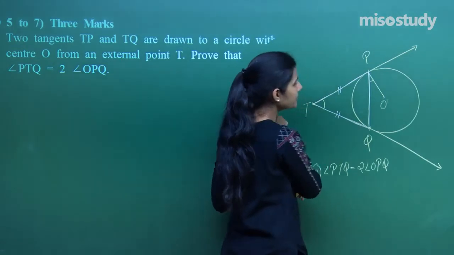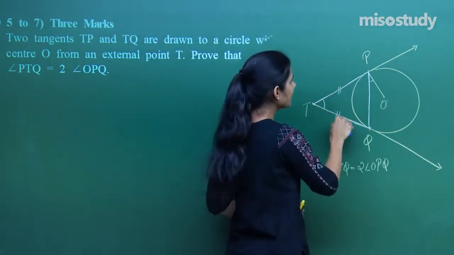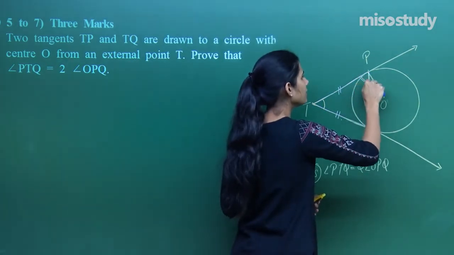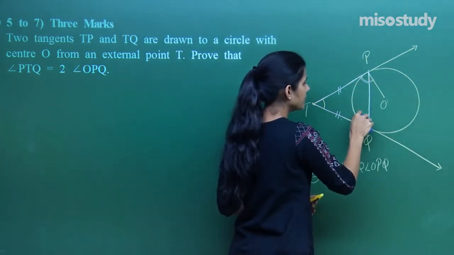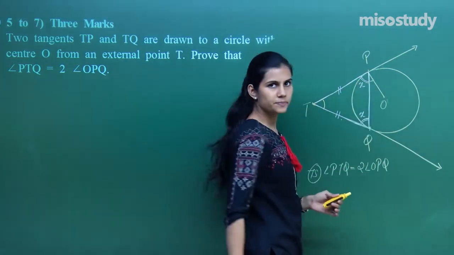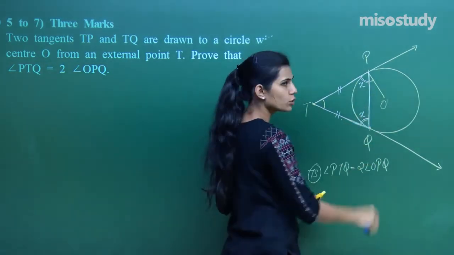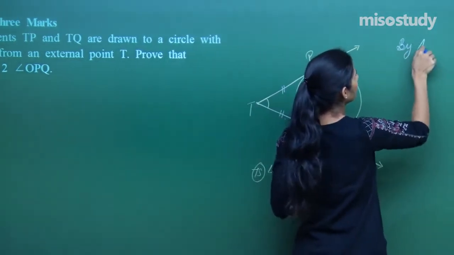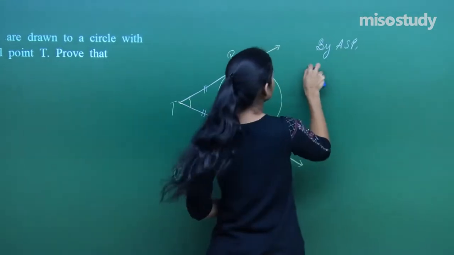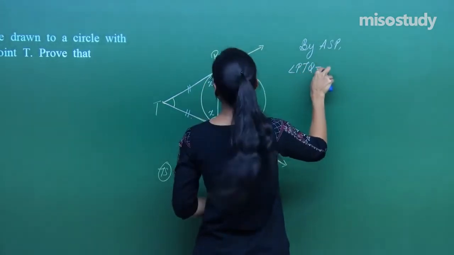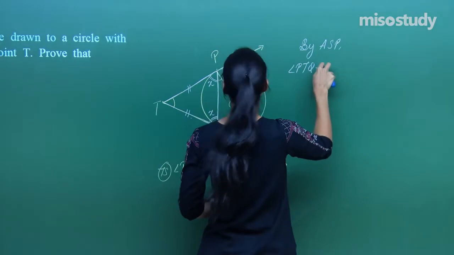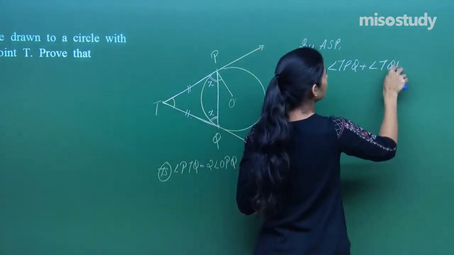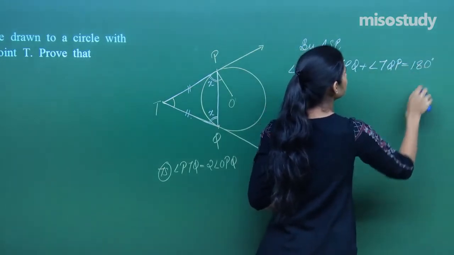If you focus upon this triangle, two sides of this triangle are equal and angles opposite to equal sides are equal, so this angle is the same as this angle. Suppose the measure of this angle is x. This angle is the same as this angle, both will be equal to x. Now in this triangle, by angle sum property, angle PTQ plus angle TPQ plus angle TQP is 180.